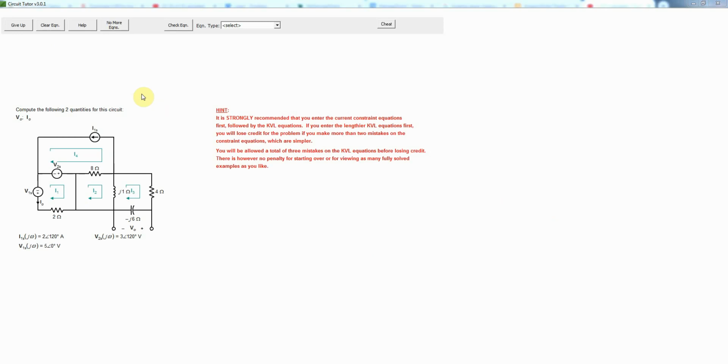Okay, so at the medium level, we have something new, which is that we will have current sources present. And that means that a current constraint equation is going to be necessary. So let's do that equation first.